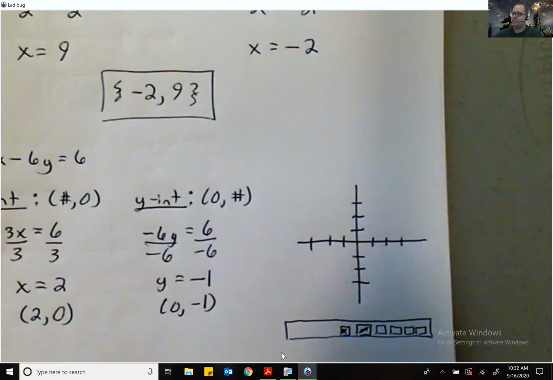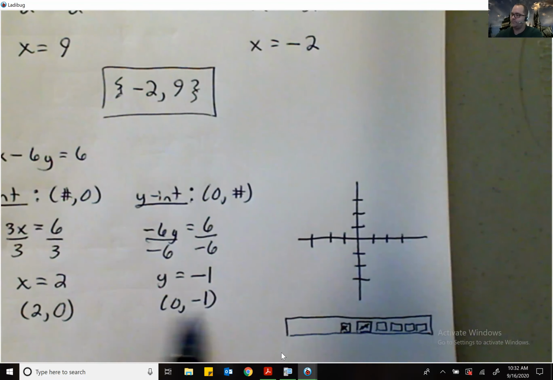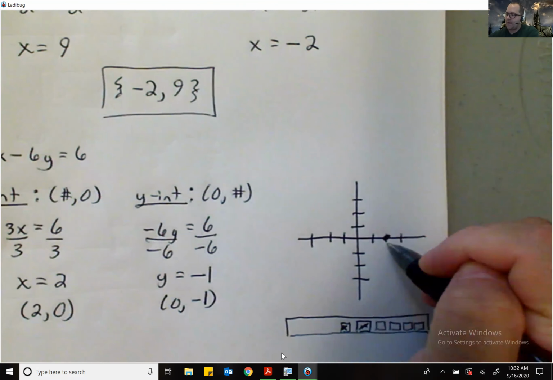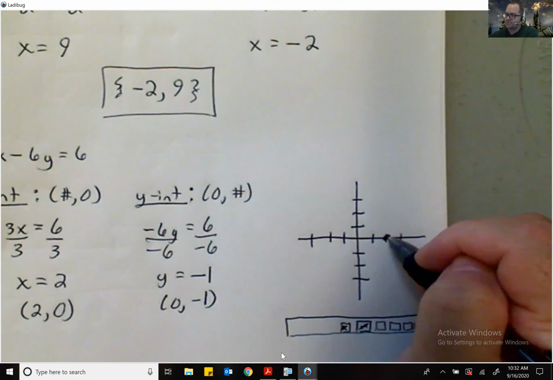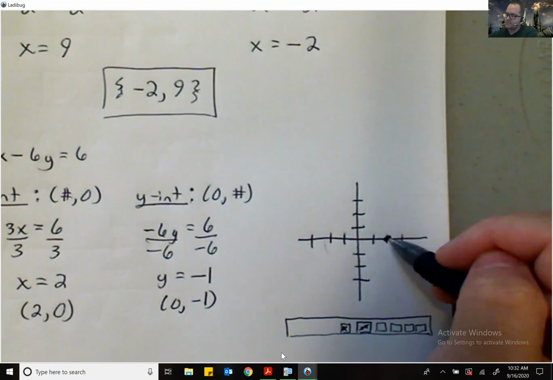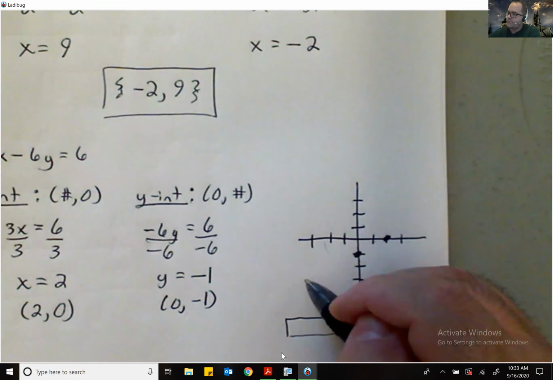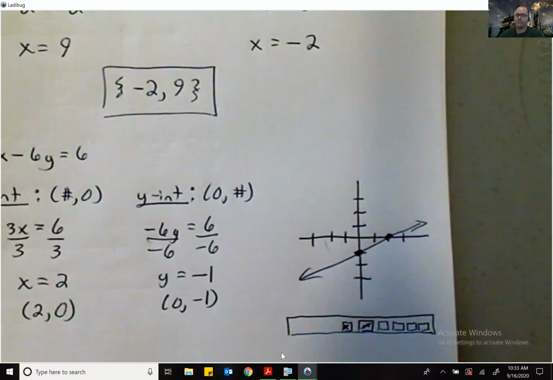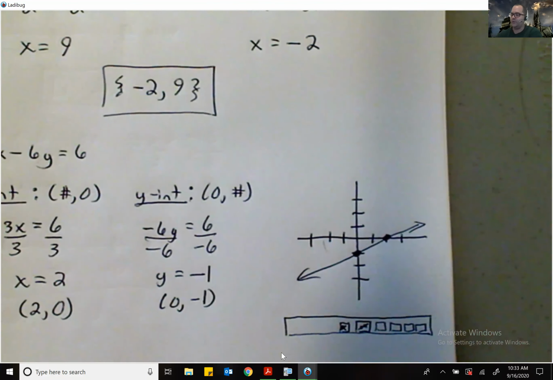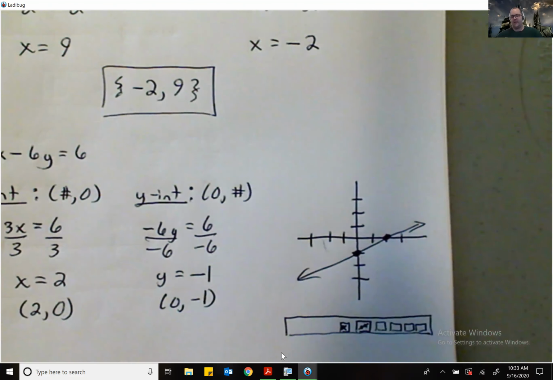So all you have to do is click the line tool and then plot these 2 points. You click the line tool, you come up, you plot 2, 0, click. As soon as my mouse moves away, you'll see the line following your mouse wherever it's at. And then you're going to click 0, negative 1. And then the line will form. And you have to use the intercepts on this because the directions say use the intercepts.